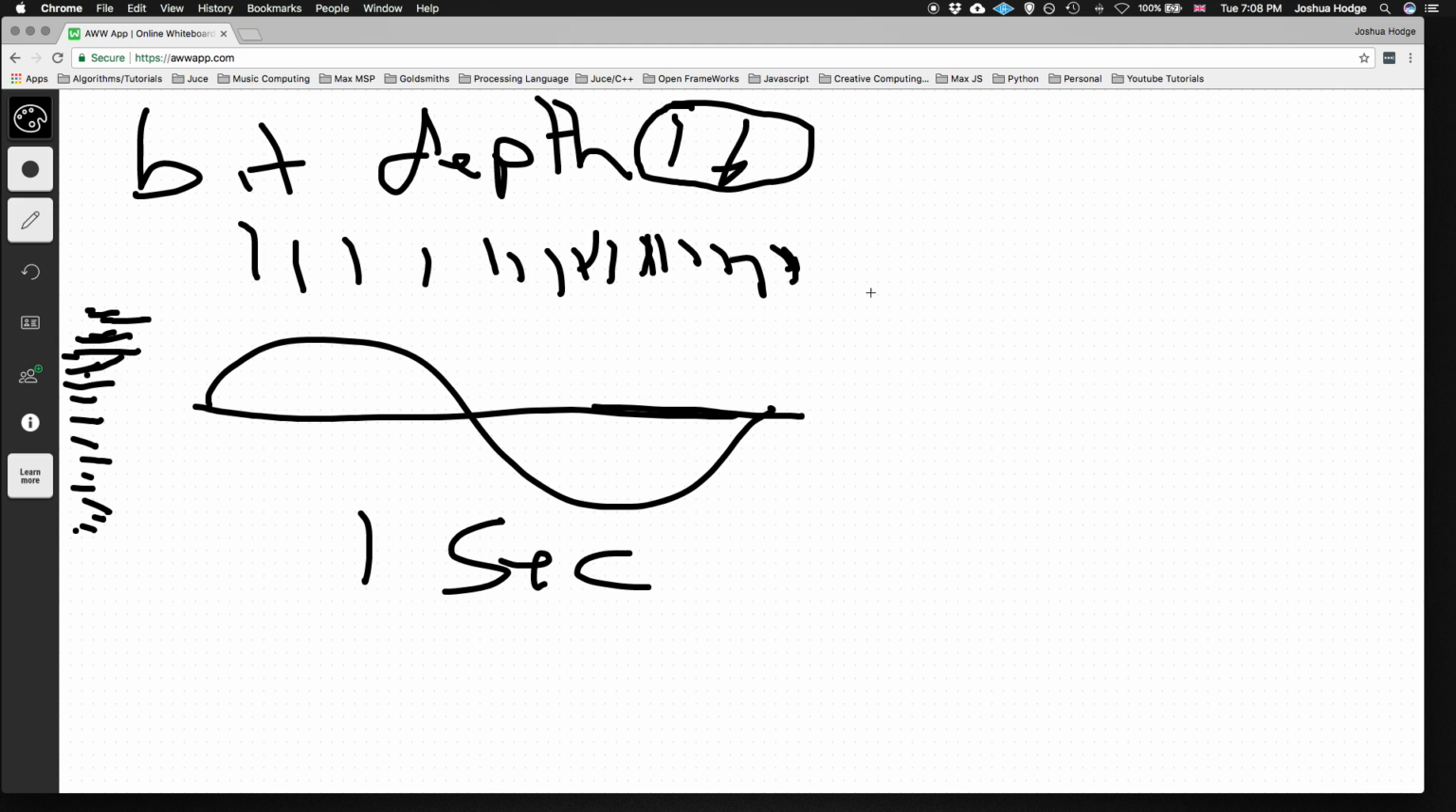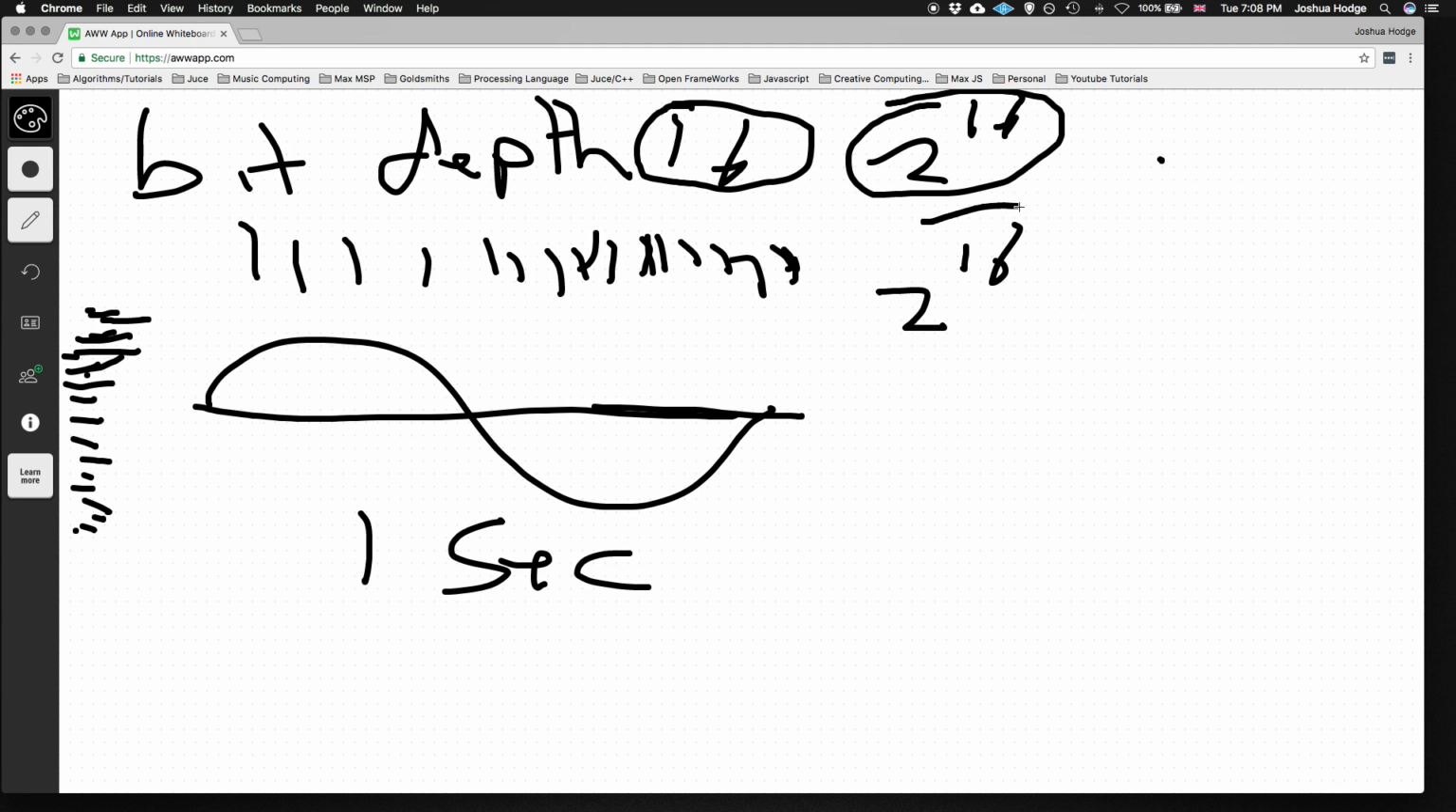Okay, pen's going crazy again. 2 to the 16th power. Ah, this is getting so crazy. Okay, let me write that again. 2 to the 16th power.